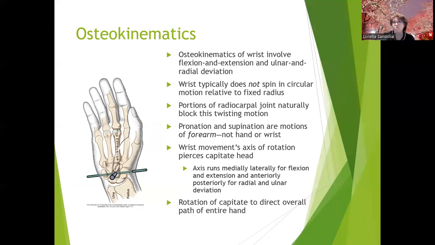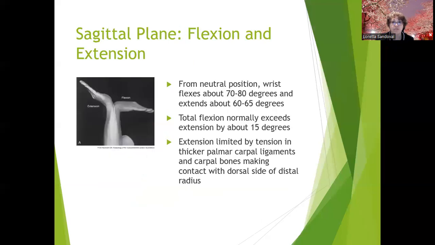So there are a lot of motions in our body that are not voluntary motions, but they happen because of osteological reasons, like the screw home mechanism in the knee, or they're consequences of other motions. So the rotation of the capitate is a consequence of other motions. So from flexion extension, from a neutral position, the wrist flexes about 70 to 80 degrees and it extends about 60 to 65 degrees. Total flexion normally exceeds extension by about 15 degrees.